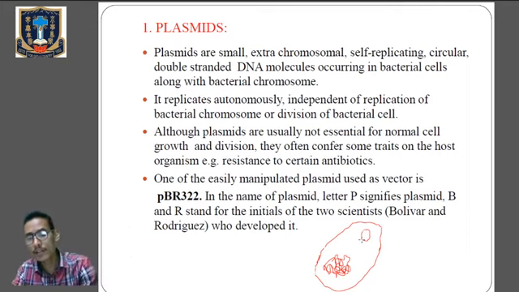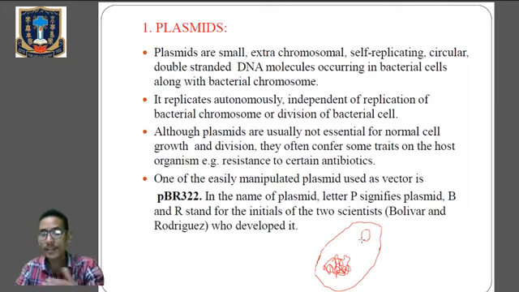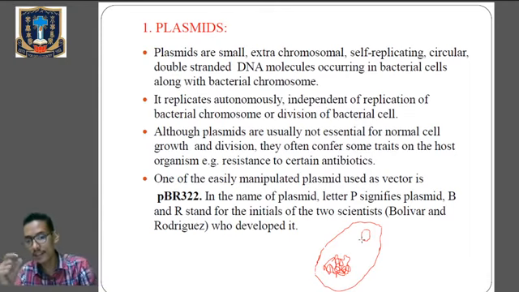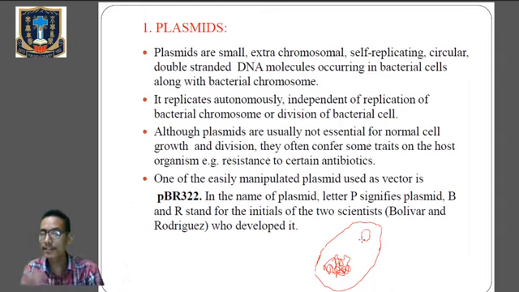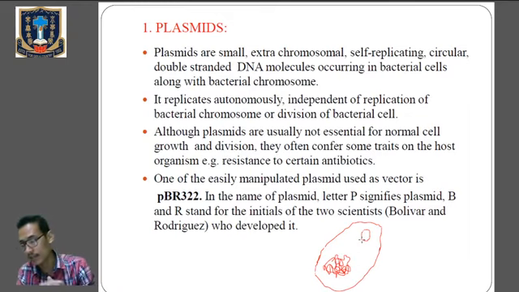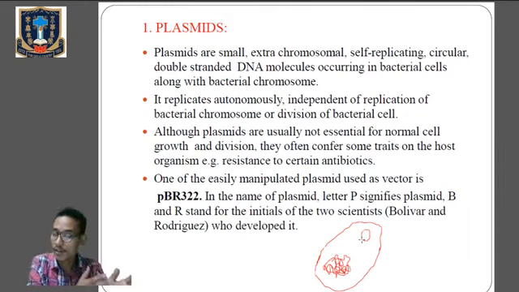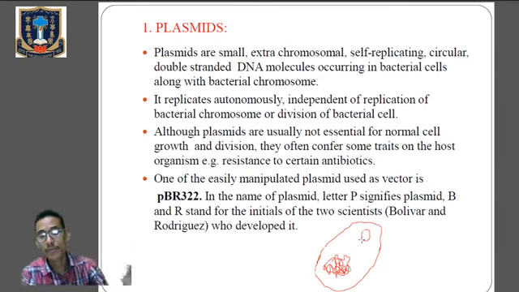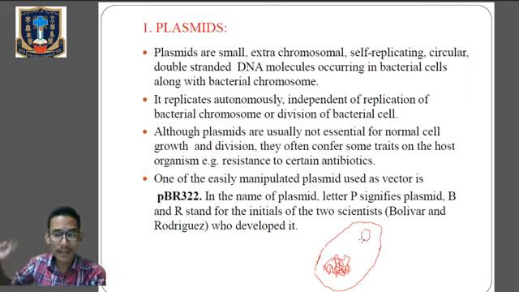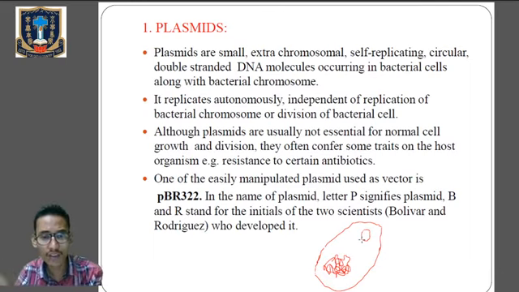Now this plasmid has one more advantage. It replicates autonomously, independently. Clear? It replicates autonomously, independent of replication of the bacterial chromosome or division of bacterial cells. So it has got an independent way of replicating. It is not dependent on the bacterial chromosome for its replication to produce multiple copies. So it can replicate independently. It can produce multiple copies.